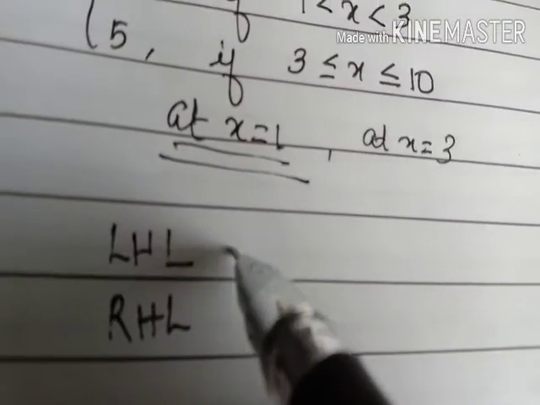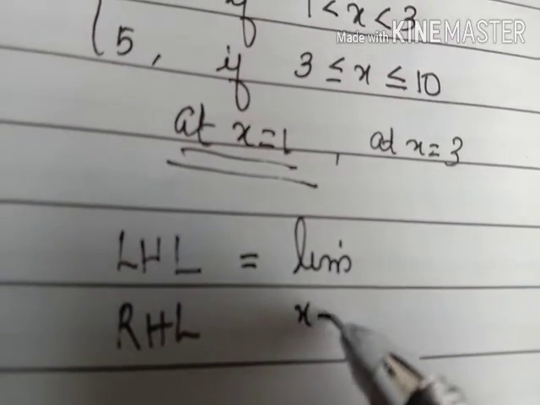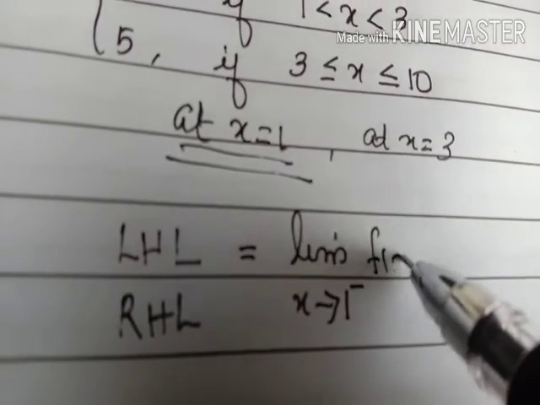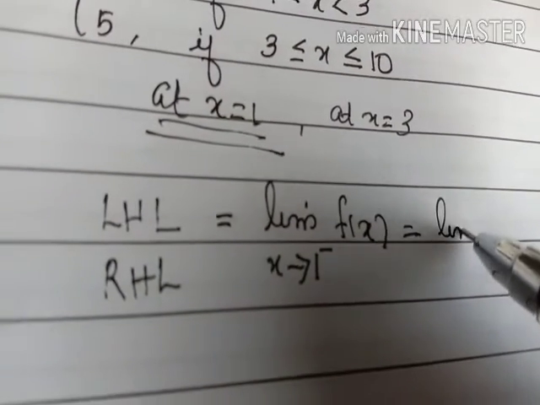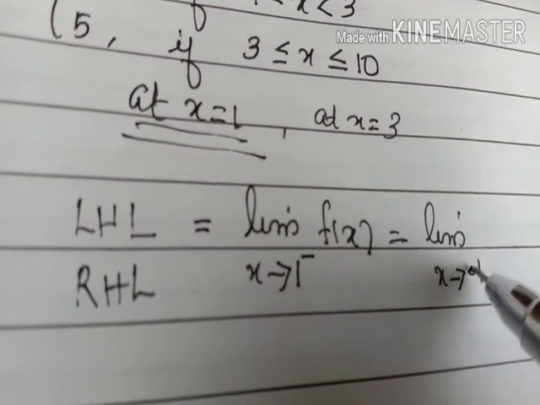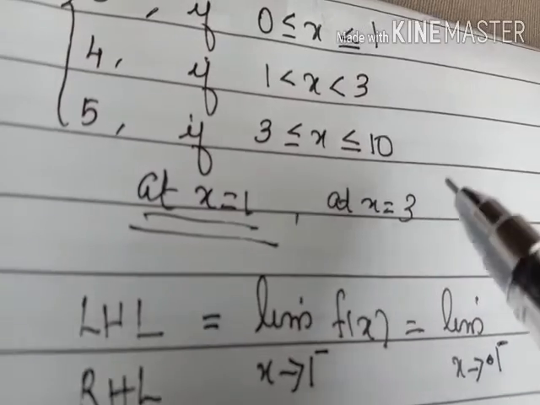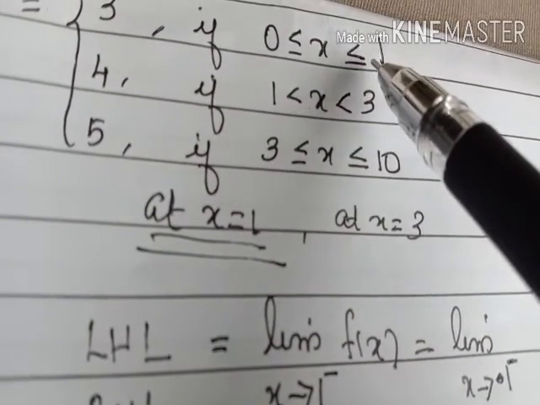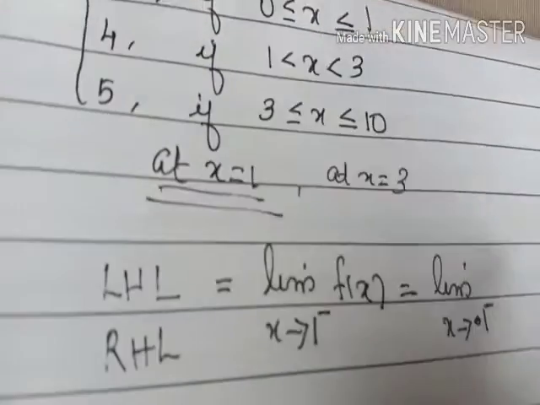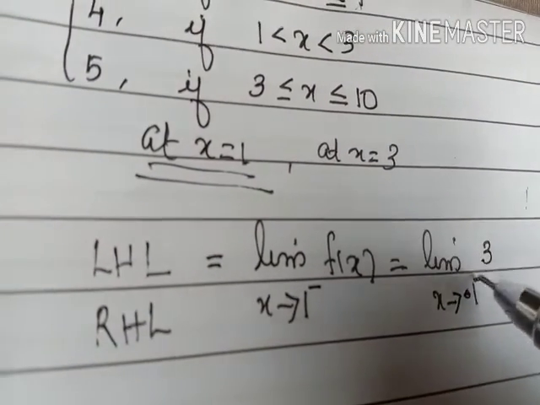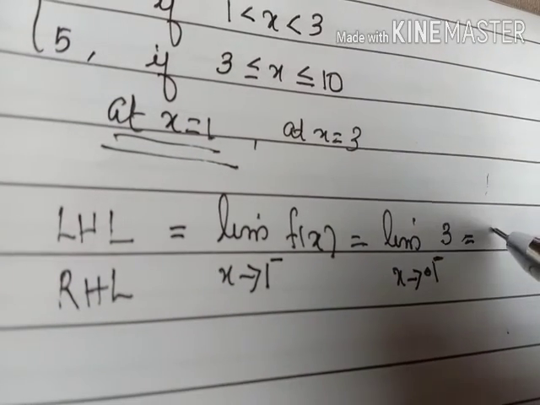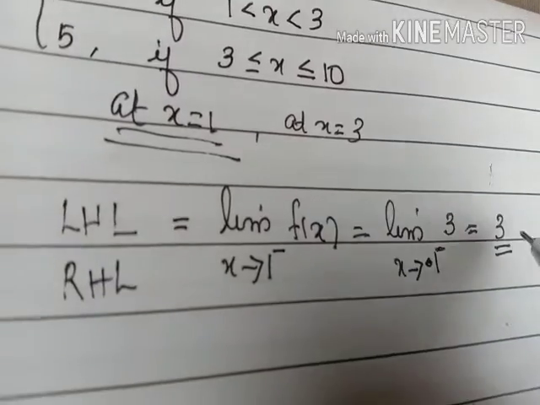So the left hand limit is, at x equal to 1, limit x tends to 1 minus f of x. 1 minus means less than 1. So in these three intervals, less than 1 means this is the interval. In this interval, f of x is defined as 3. So replace f of x by 3. There is no variable x, so no need of applying the limit. Directly you can write the number. What is the answer? 3.